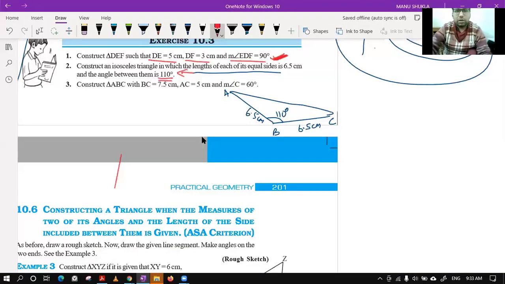That is the third one. Construct triangle ABC with BC equal to 7.5 centimeter, AC equal to 5 centimeter, and angle C equal to 60 degree.